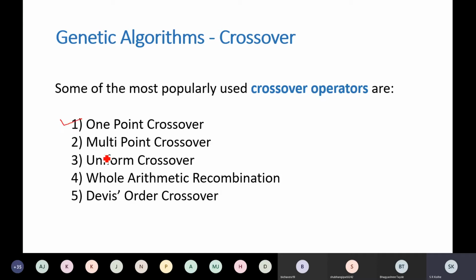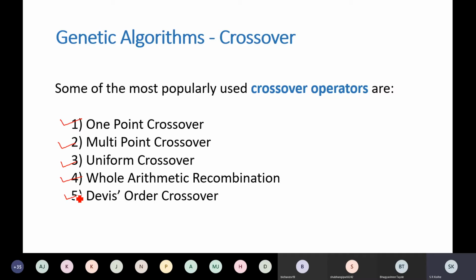Simplest one is one point crossover. Then a generalization of that is multi-point crossover. We have uniform crossover mechanism, then whole arithmetic recombination mechanism, and Davis order crossover. So a few techniques we are going to discuss so that you will get an idea how in an algorithm you are going to perform crossover. So let us see these techniques one by one.